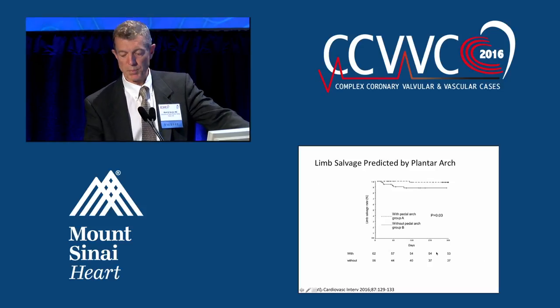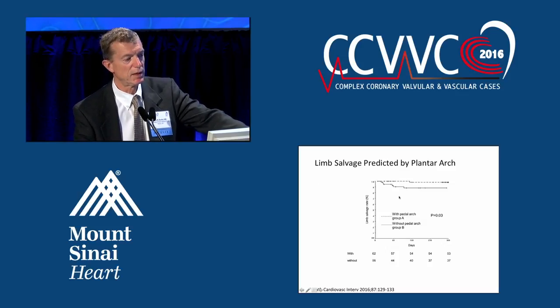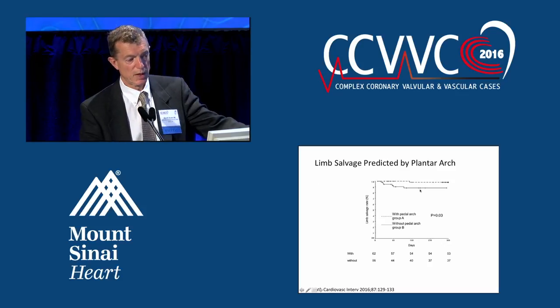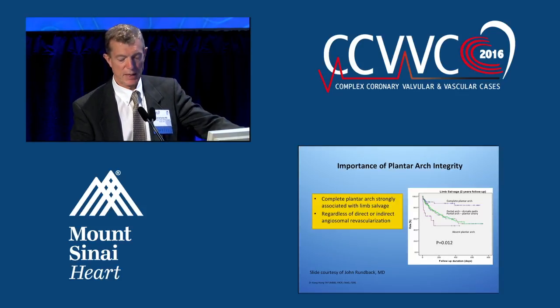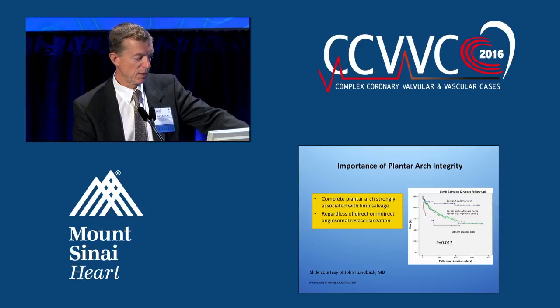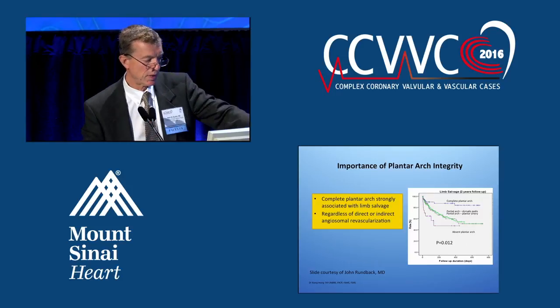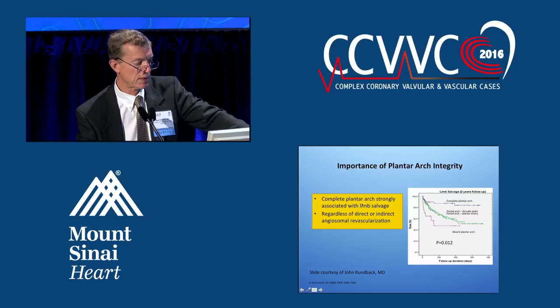When they compared in this group of CLI patients how they did, you can see that group A, those who had an intact plantar arch, had a higher chance of limb salvage than those in group B where there was no intact plantar arch. So a simple angiographic assessment makes a good prediction about wound healing. This is another study, presented by Dr. Tay, and this shows that if an arch is complete, it again very closely follows with limb salvage.